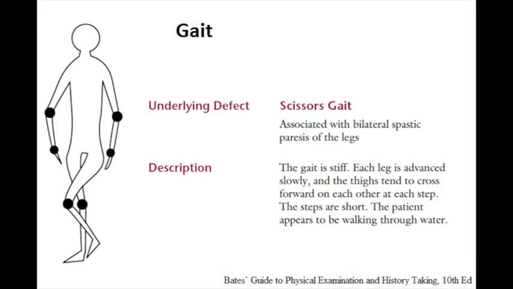Scissors gait, associated with bilateral spastic paresis of the legs. Description: the gait is stiff, each leg is advanced slowly, and the thighs tend to cross forward on each other at each step. The steps are short. The patient appears to be walking through water.